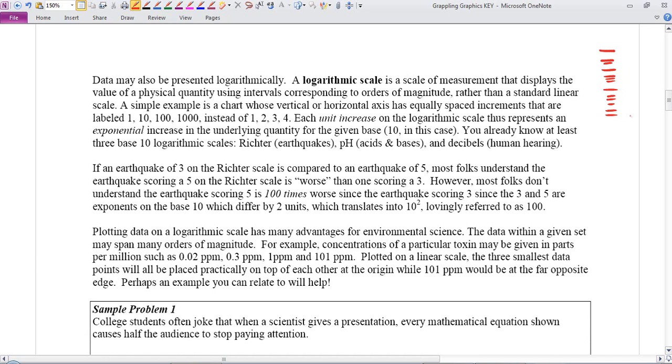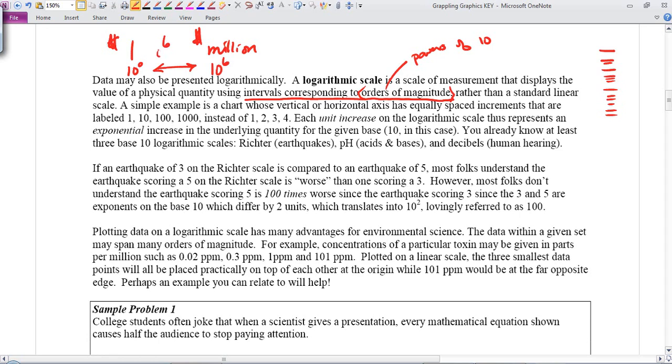So a logarithmic scale is one that has a measurement that displays the value of a physical quantity using intervals corresponding to orders of magnitude. Orders of magnitude is big people speak for powers of 10. If I have one of these versus a million of these, which would you prefer? This one is on the order of 10 to the 0, because that's what 1 is equal to when I write it exponentially as a power of 10, whereas this is on the order of 10 to the 6. So these differ by 6 orders of magnitude.